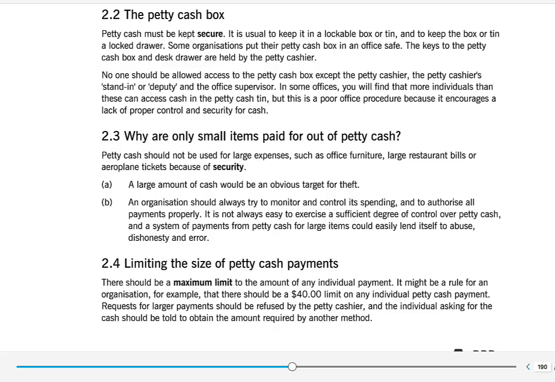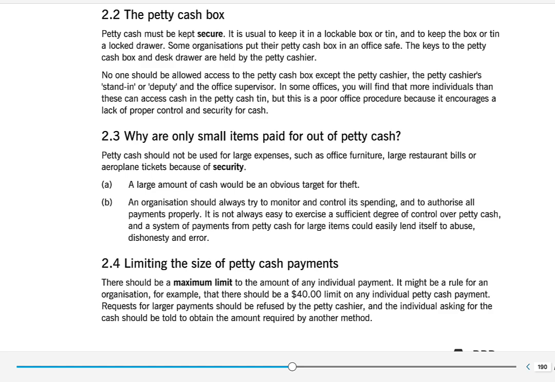Why is it weak? Because it creates these problems. People can take cash without permission. People can forget to record the payment. Receipts may not be collected. The cash balance becomes incorrect. You cannot easily find who made the mistake. So the lesson is teaching us this. If too many people touch petty cash, it becomes unsafe.